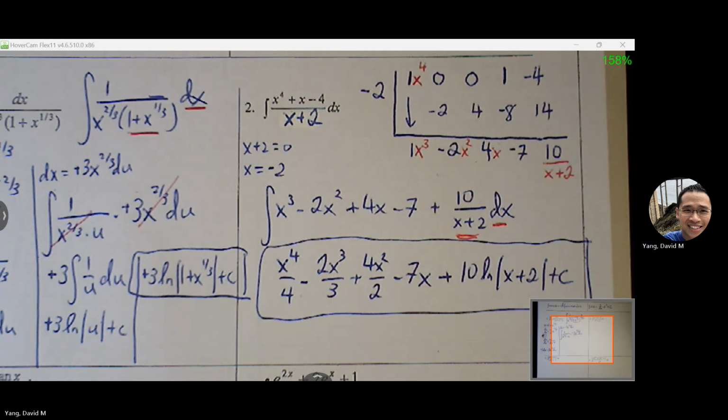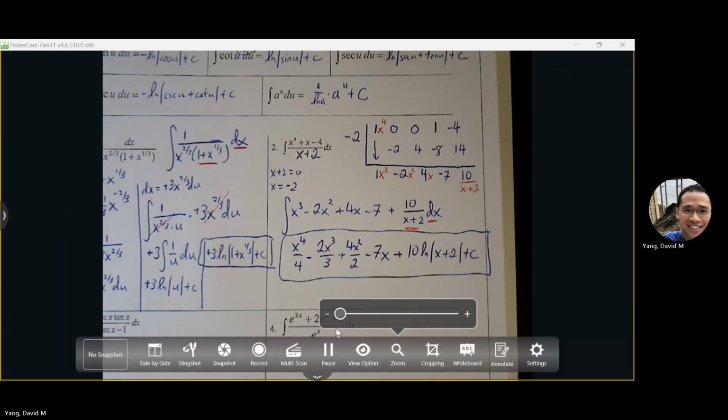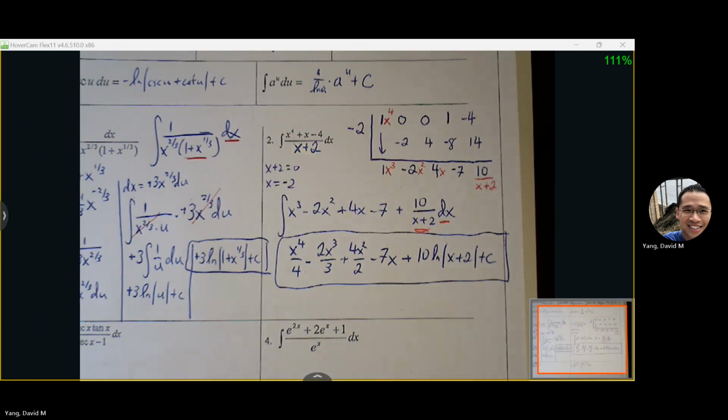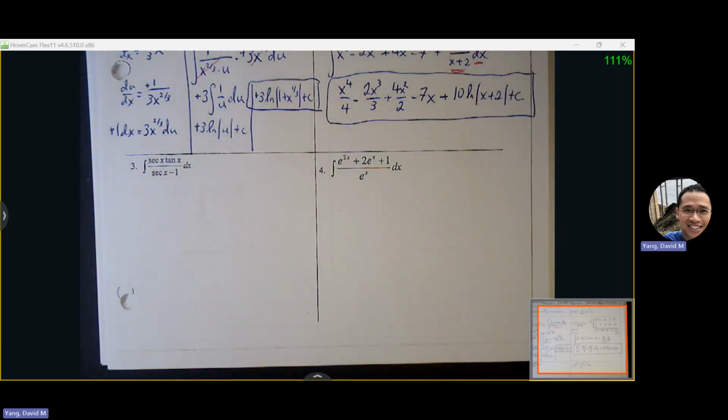Number 3. Number 3, we don't have a rule that looks like that, right? There's no rule that's secant tangent over secant x minus 1, which tells us it's too complicated for one rule to handle. We've got to go through u substitution.